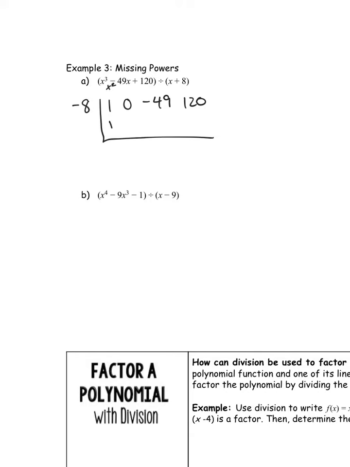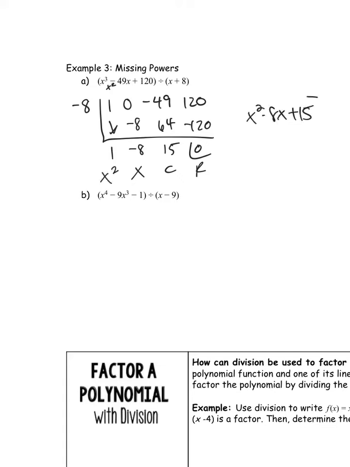Okay, so bring down, multiply, add, multiply, add, multiply, and add. And so remainder, constant, x squared. So x squared minus 8x plus 15.